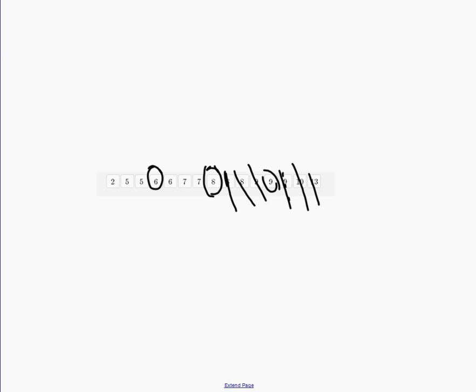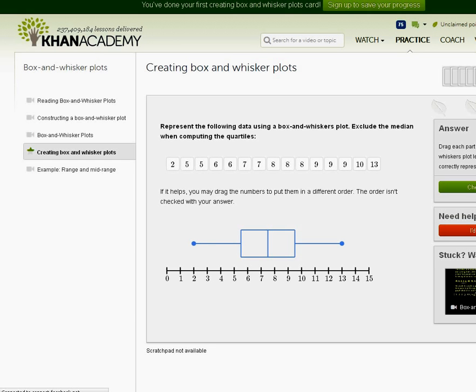All right, so we know the 3 points of our box should be at 6, 8, and 9. Okay, so we go back to over here. Move our 3 points here to 6, 8, and 9 from the blue box.